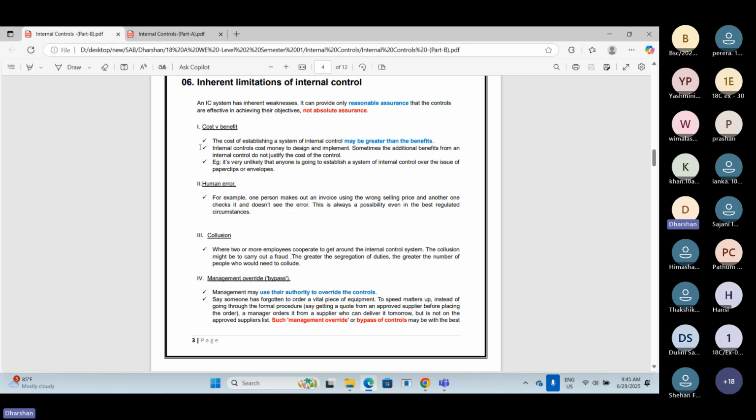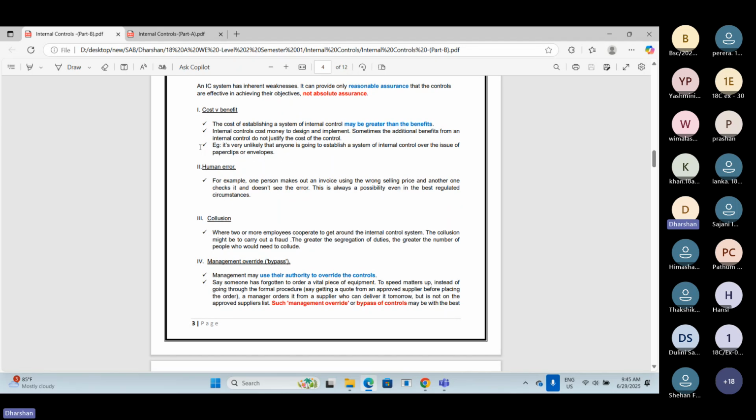A simple theory, a simple logic, a simple example is the stapler purchase and consumption. On the other hand, envelope purchase and consumption. Okay, you can remember that example. Second one, the same example. With the same example, we will discuss this topic, inherent limitation. Let's say 50 processes are there. Out of that 50 processes, 47 processes are having internal controls.